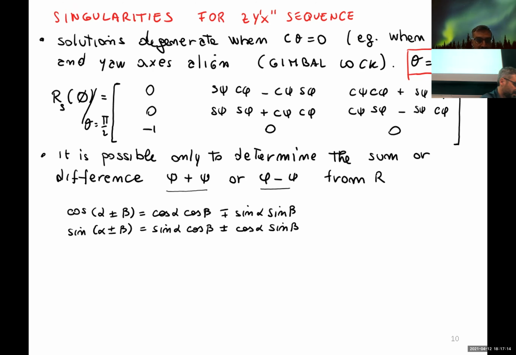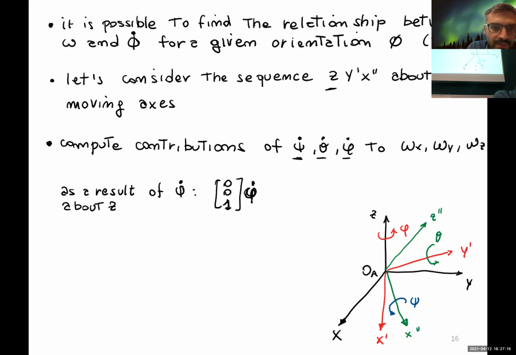Okay. So it's still possible to find the relationship between omega and Euler rates for a certain orientation. Let's consider the same sequence that we introduced before and compute the contribution of each component of the Euler rate vector to omega. Omega is defined in Euclidean space, so it's a fixed frame. The first rotation, we said, is about the z-axis. So we put the z-axis here and we multiply by the Euler rate phi dot. And this is the contribution due to the phi dot component of the Euler rate.